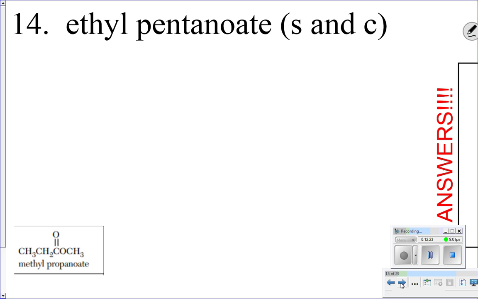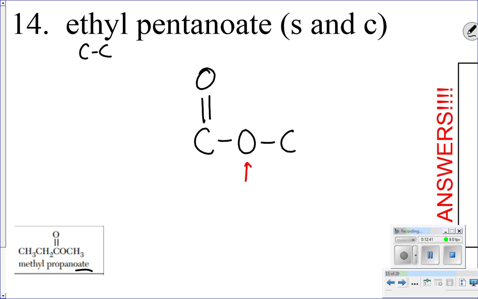Ethyl pentanoate. So again, I see that -oate ending. I'm going to start by making my functional group. The ethyl right here, remember, is going to be a 2-carbon chain that needs to come off my single bonded O. So over here, I'm going to put 2 carbons. My pent right here means on the other side I have 5 carbons, including the one in my functional group. So I've already drawn 1, 2, 3, 4, 5.